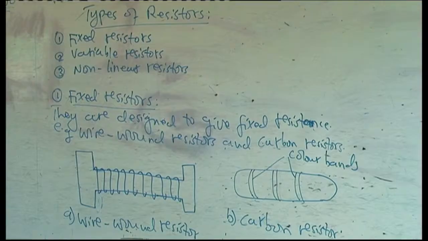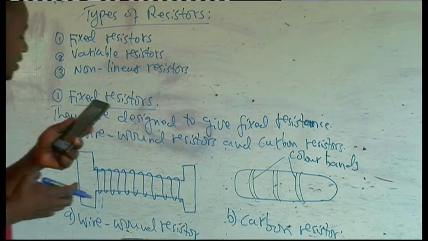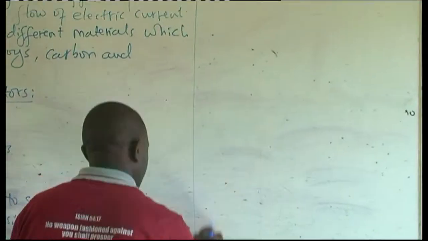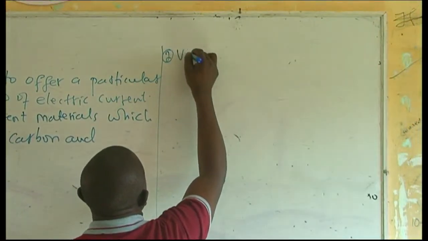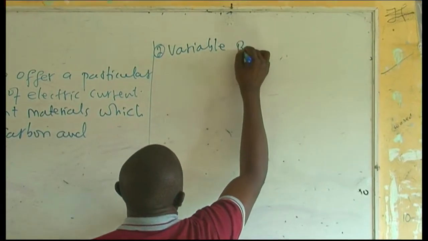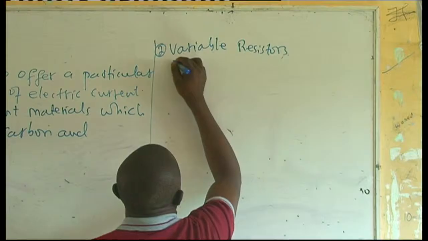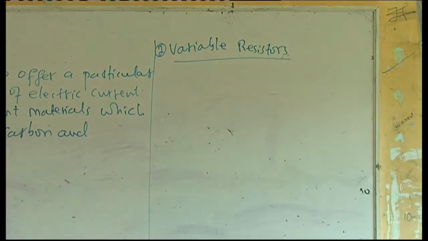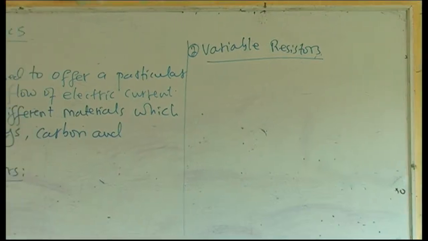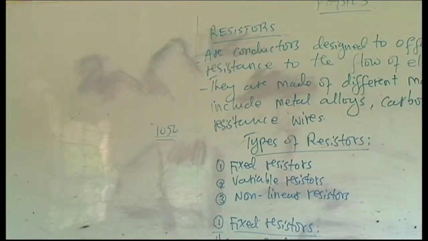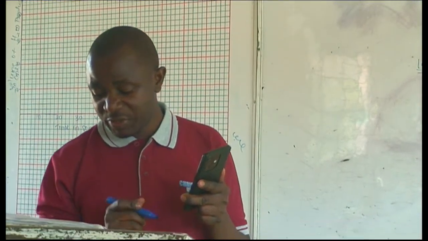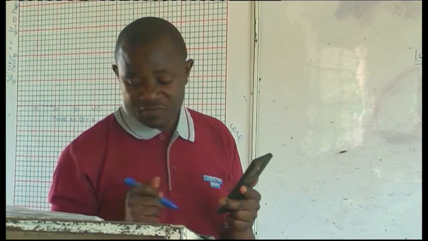Now, another type of resistor that we have is variable resistors. Type number 2, variable resistors. When we talk about variable resistors, as the name suggests, these are designed in such a way that they can give a varied range of resistance. That means you can vary the resistance on those particular resistors. They are designed to give a wide range of resistance.